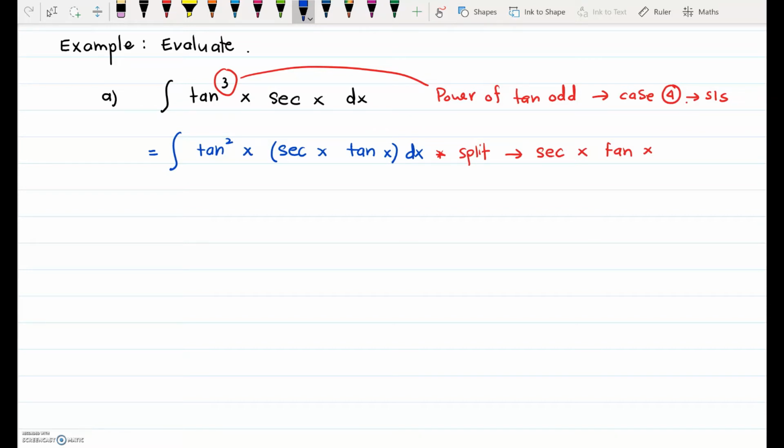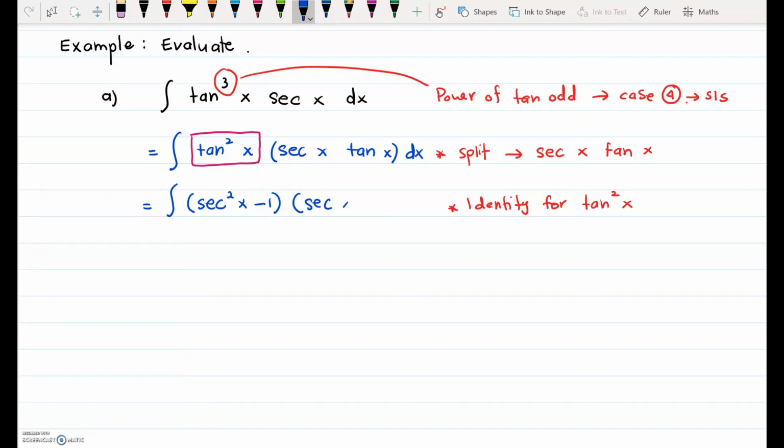Next, we will use identity for tangent square x. The formula will be the integration of secant square x minus 1, and then we have here secant x tangent x dx.